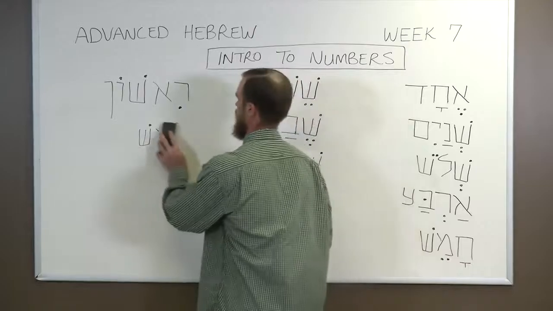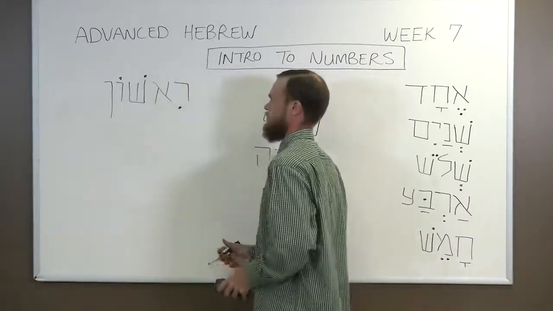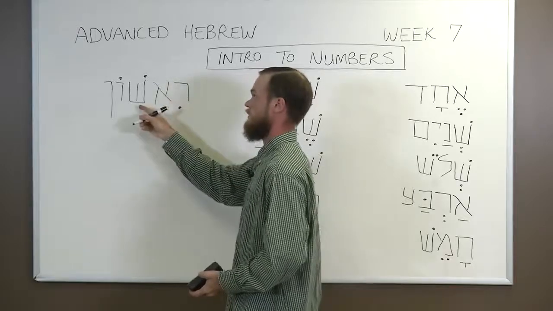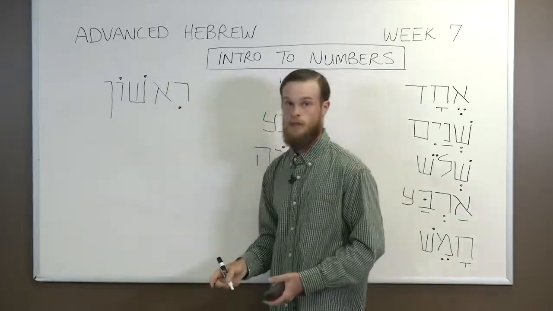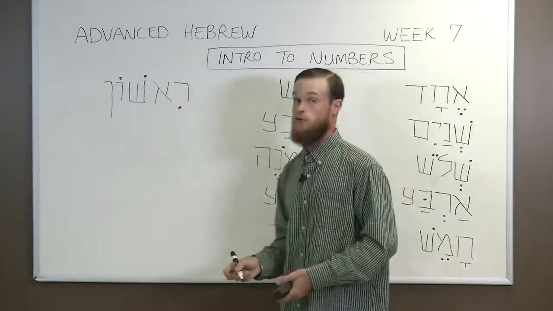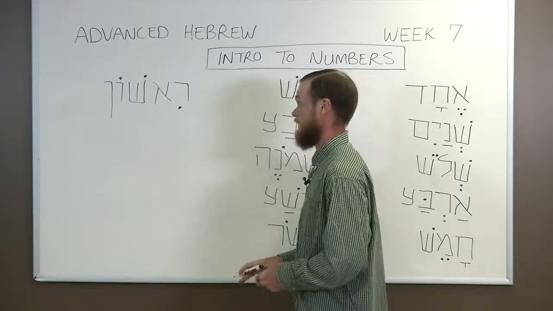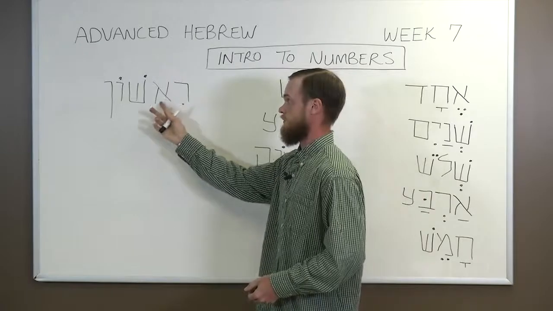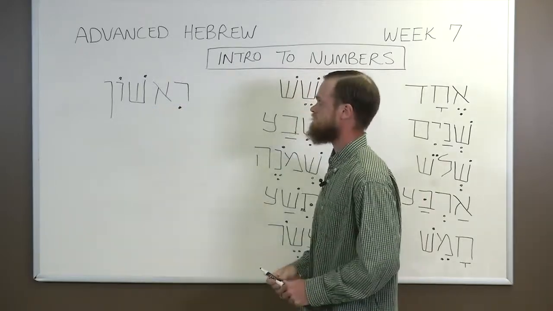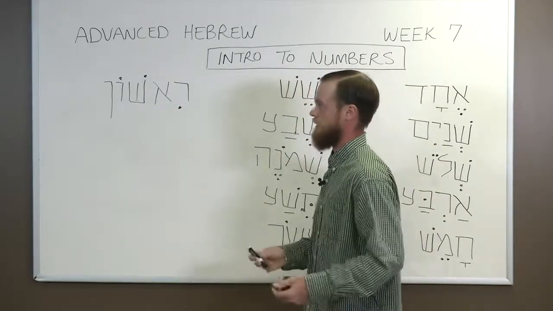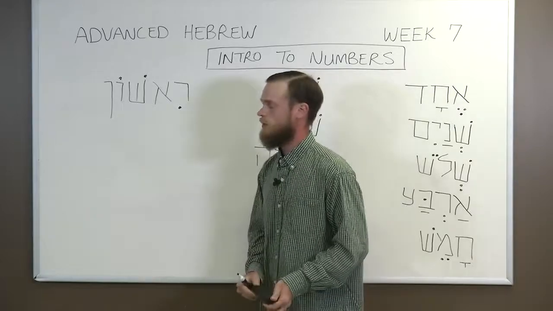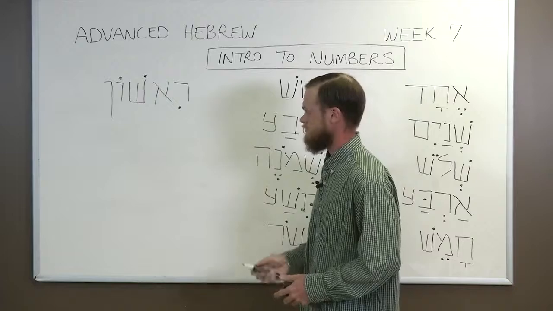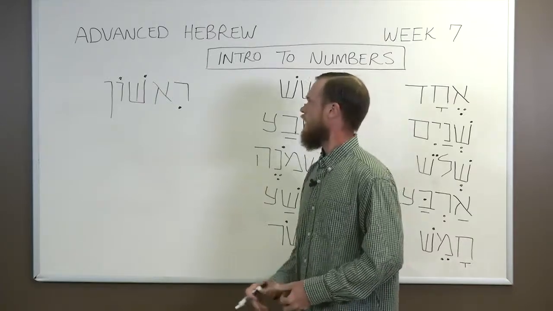You will, on rare occasion, also see Rishon spelled with a yod instead of an aleph. So Resh, yod, shin, vav, final nun. It's still the same thing, still means first. It's just an alternate spelling. This spelling is preferred. It shows the root, and it's the most commonly used. So Rishon means first.